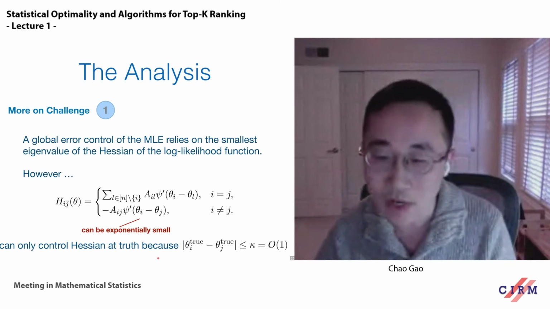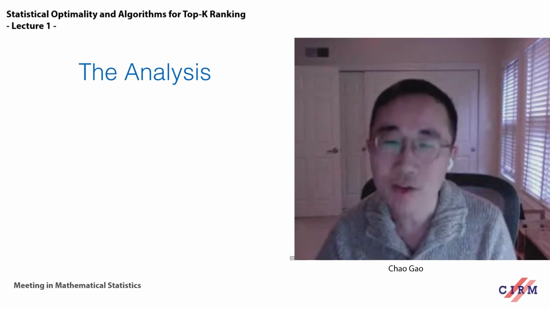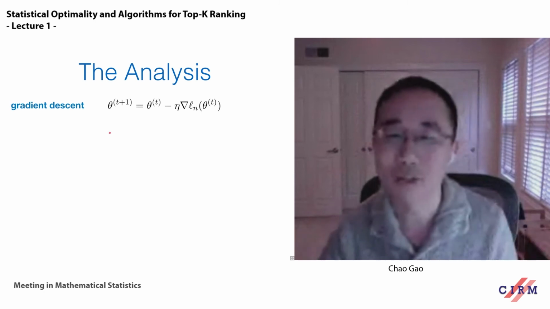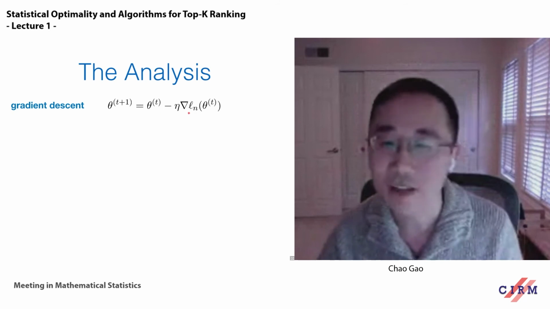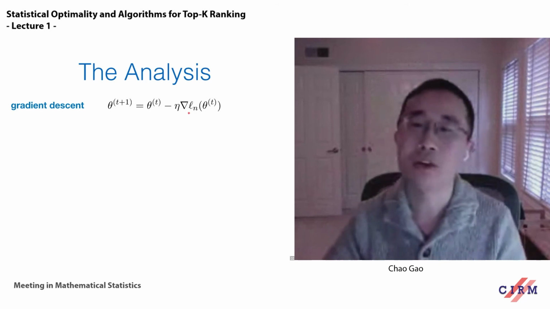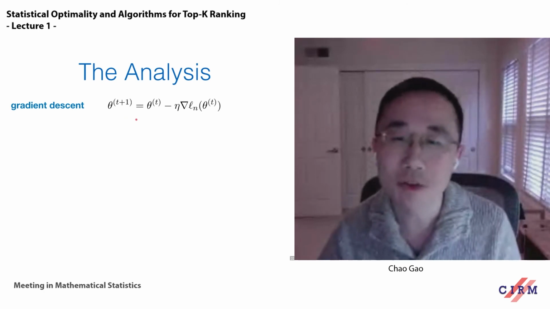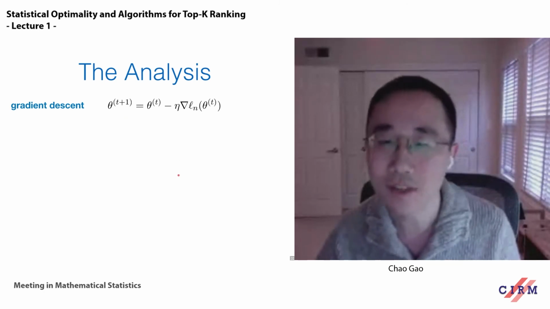So how we are going to address this problem is through the analysis of the gradient descent sequence. Here I want to emphasize that by writing down the gradient descent algorithm, we are not going to use it as an algorithm in practice, but we are going to use this algorithm in the proof. So this is the idea.